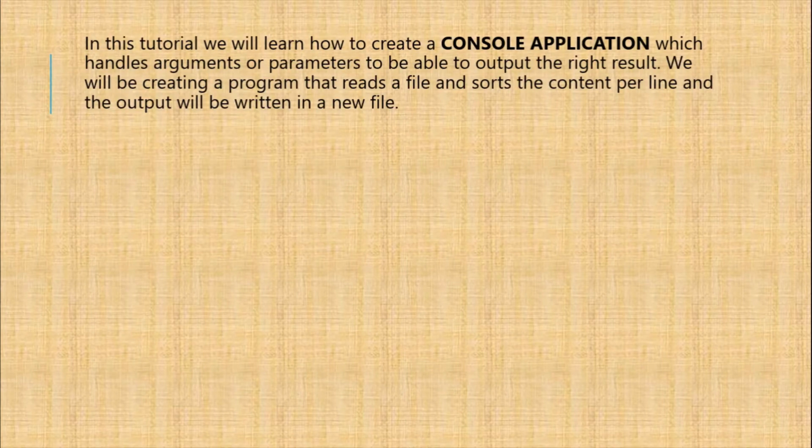So in this tutorial, we will learn how to create a console application which handles arguments or parameters to be able to output the right result. So we will be creating a program that reads a file and sorts the content per line, and the output will be written in a new file. So now let's start the coding.